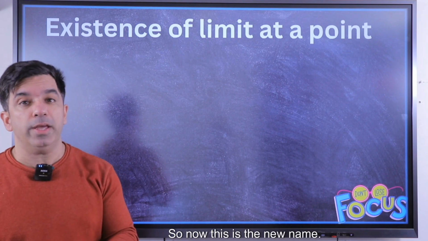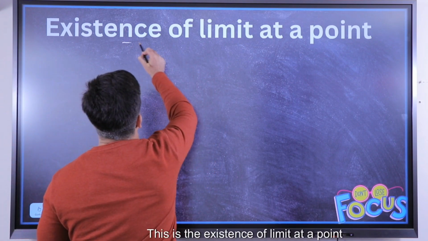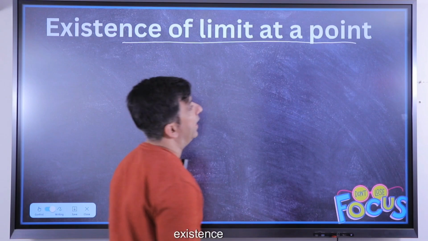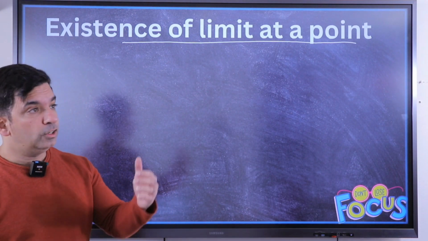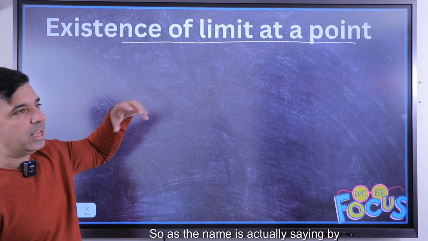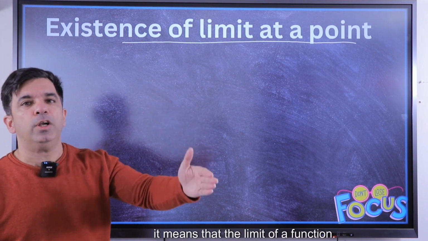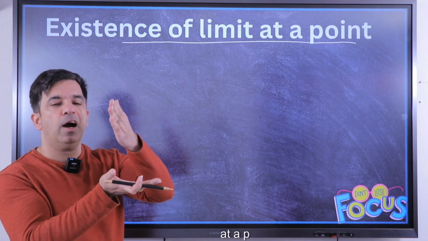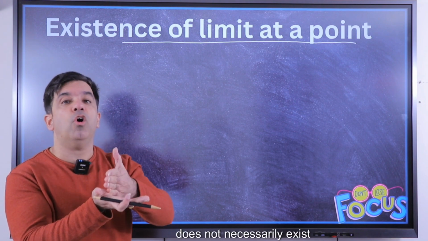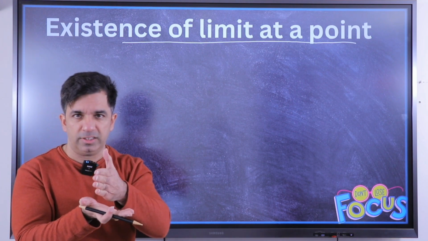Now this is the new name. This is the existence of limit at a point. Existence of limit at a point. So as the name is actually saying by itself, it means that the limit of a function at a point does not necessarily exist.